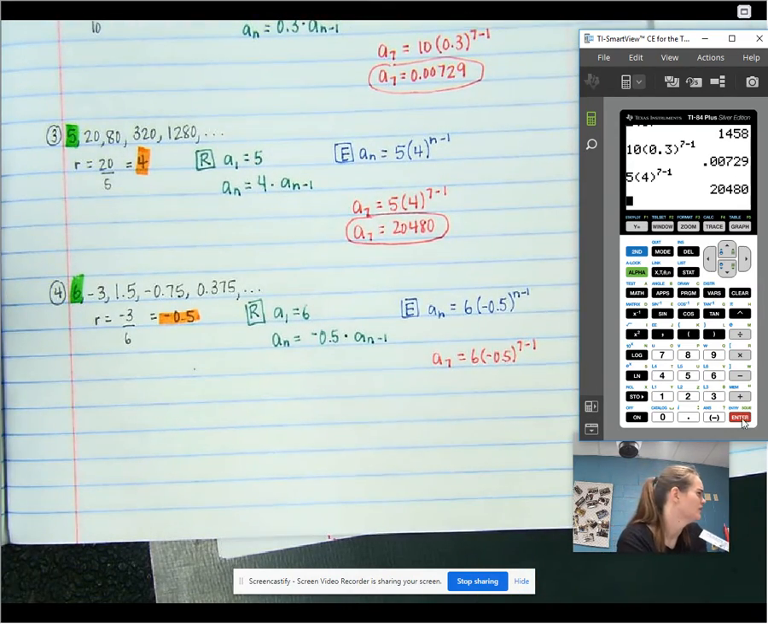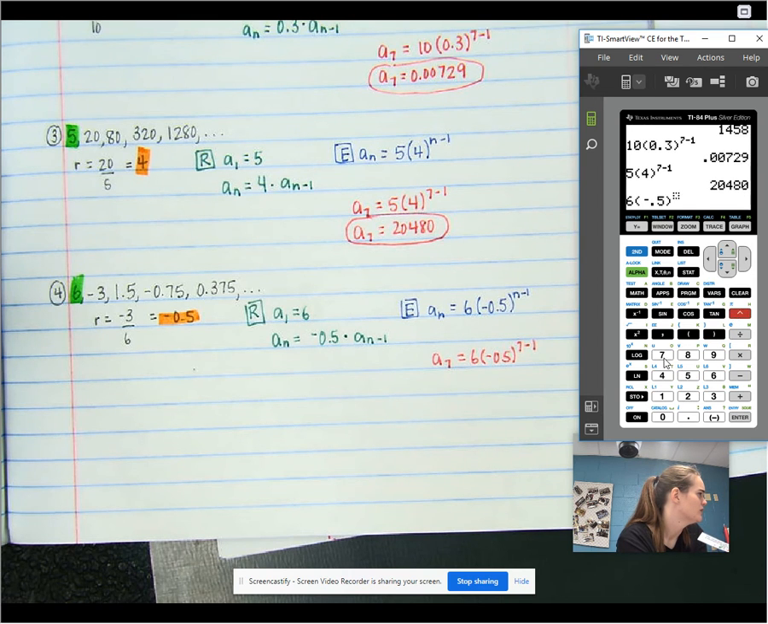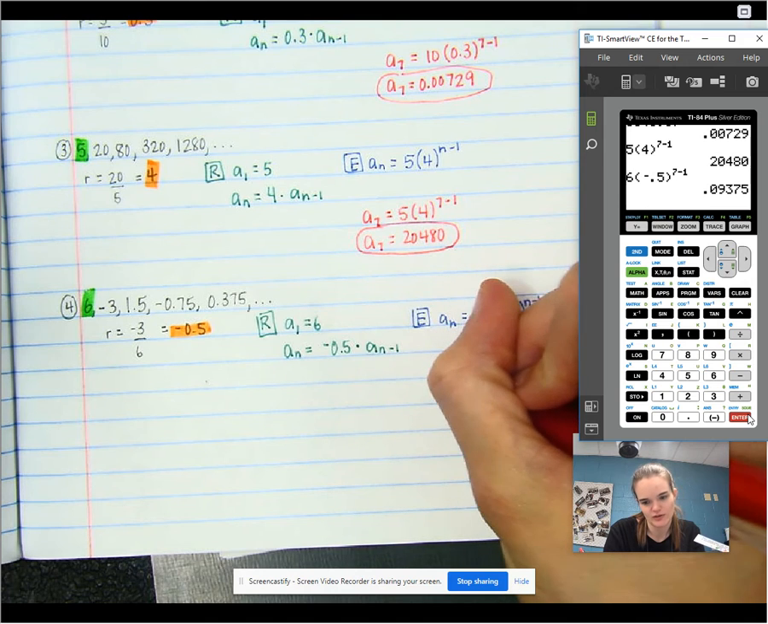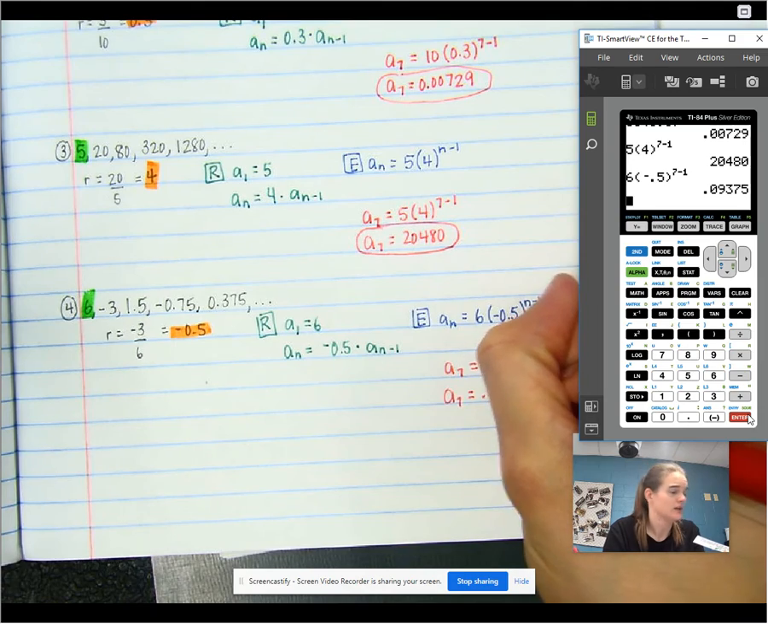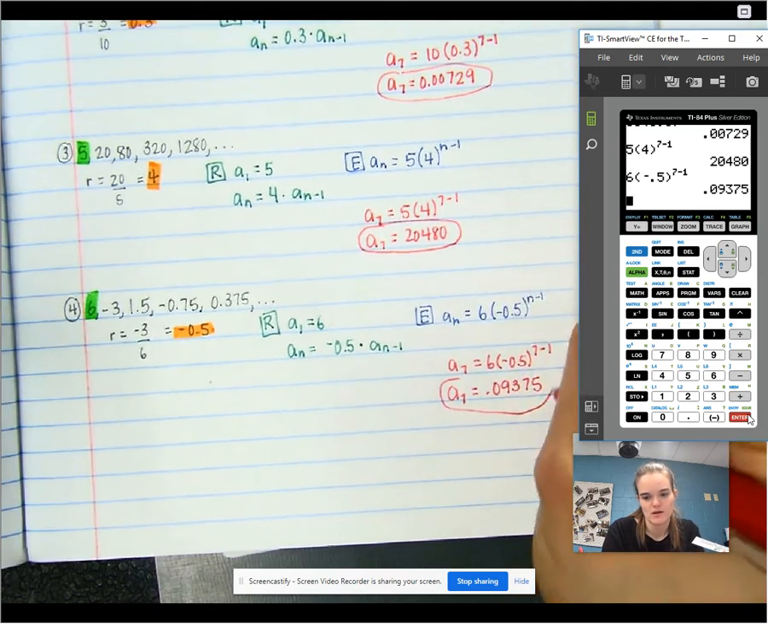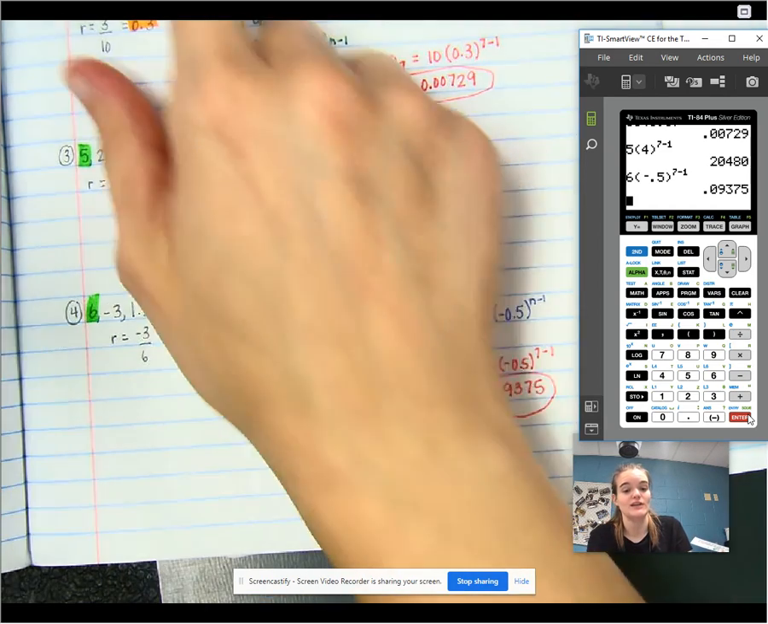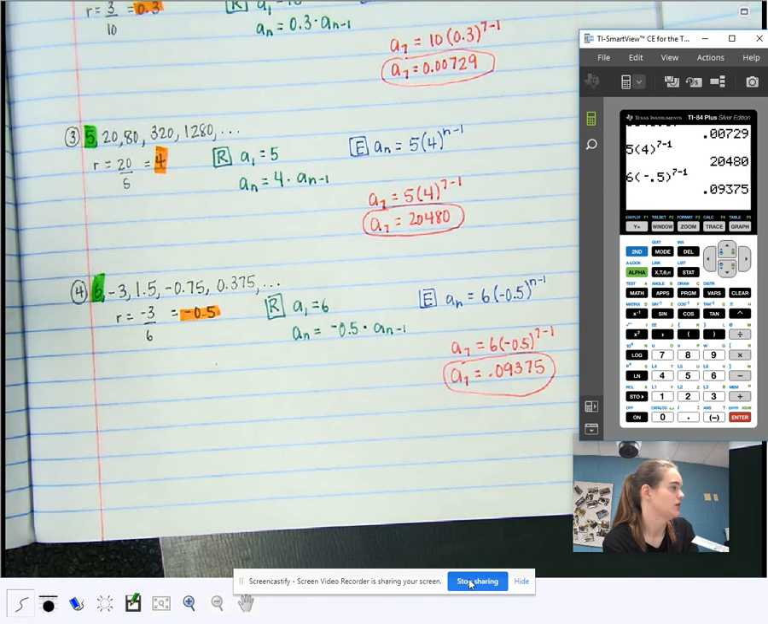Let's hold that in place. 6 times negative 0.5 to the 7 minus 1. That is A sub 7 equals 0.09375. This is what you're doing on your assignment today. Make sure you pay attention to the directions. It might just tell you to write recursive and explicit, but if it tells you more, you have to do more. I'll see you later.